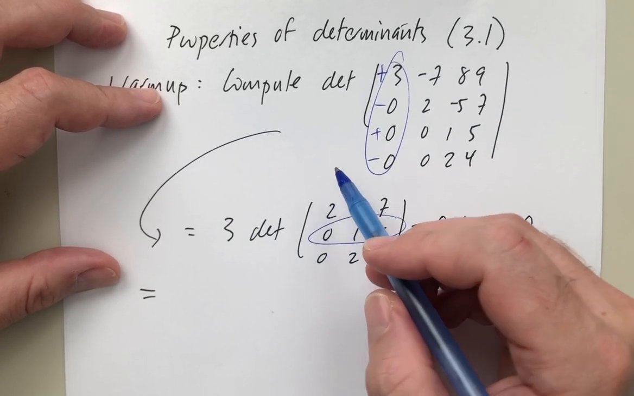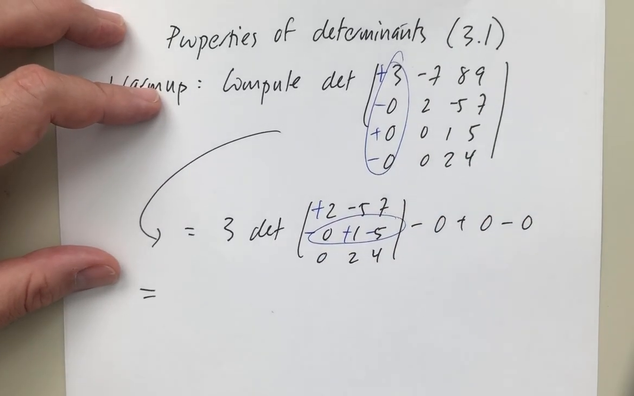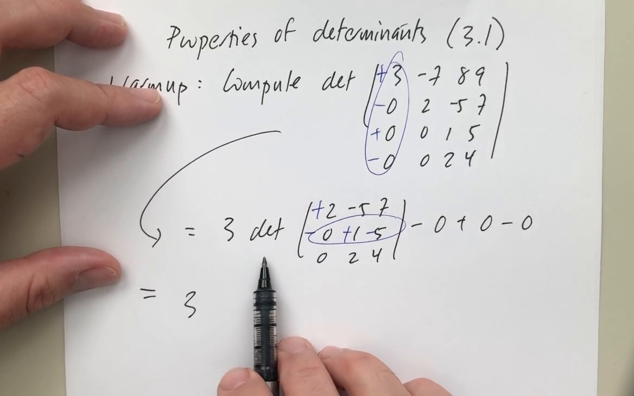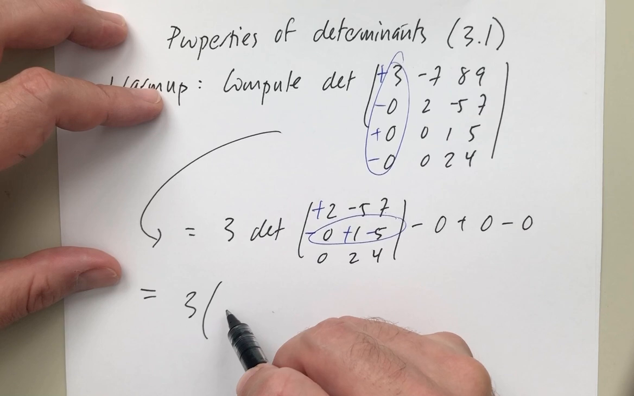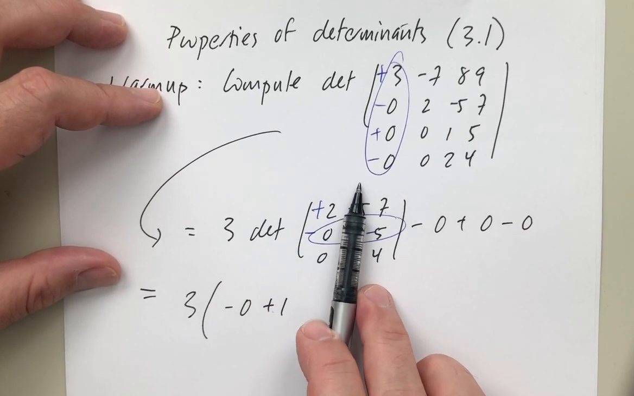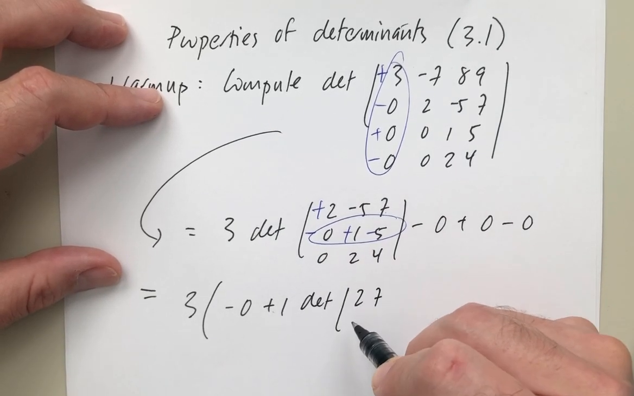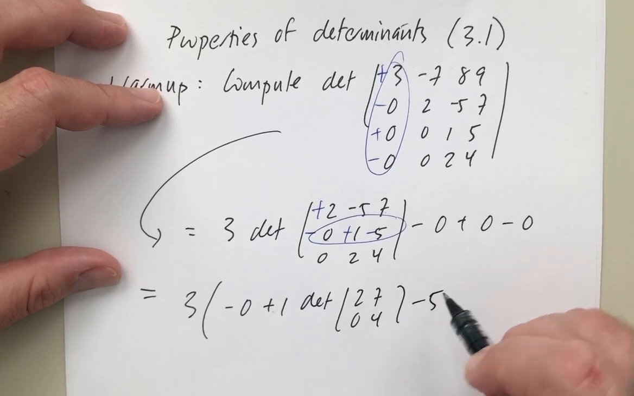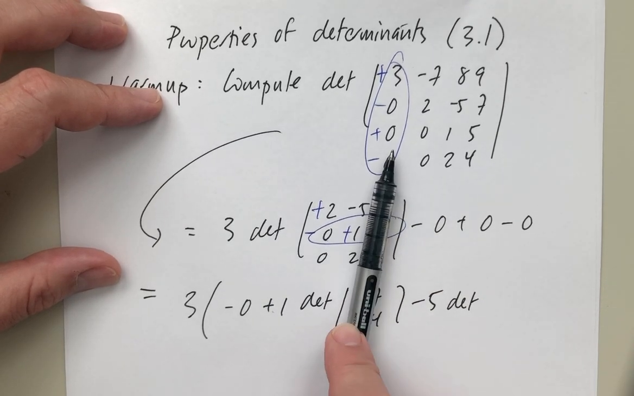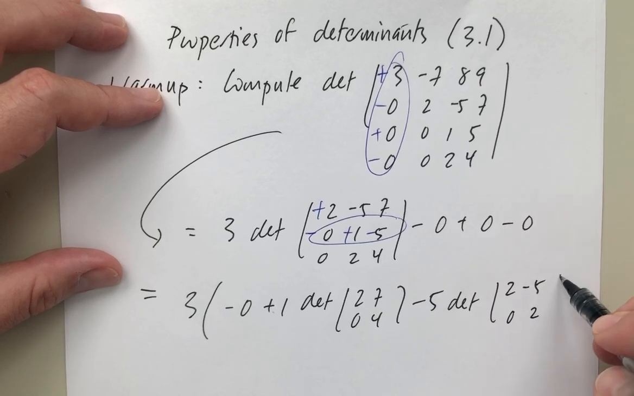So what happens now, the sign pattern becomes, right, there's a plus in the upper left, and this is minus, plus, minus. That's what I'm going to care about, okay? So this will then be 3 times, again, now expanding upon the second row, the first entry will be a minus 0. Then it'll be a plus 1 times the determinant of what I get when I cross out the second row and second column. So that's the determinant of 2, 7, 0, 4. Minus a 5, the next entry, times the determinant of what I get when I cross out the last column, second row. So that's 2, minus 5, 0, 2.